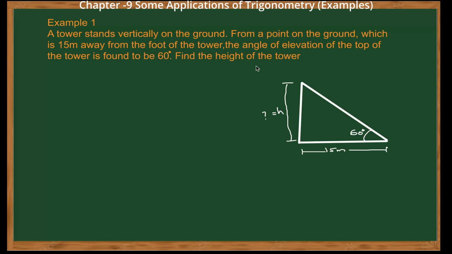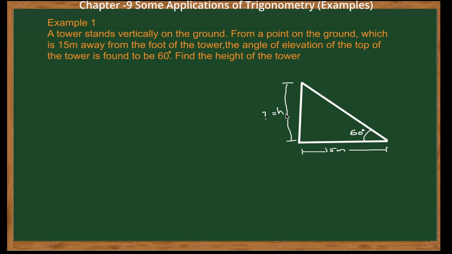So have we converted the question with all the information provided? Yes. The tower stands vertically; from a point on the ground which is 15 meter away from the foot of the tower, the angle of elevation of the top of the tower is found to be 60 degrees. Always remember, elevation means you look at the top. Find the height of the tower. So we have got the required information, and we need to find the height.